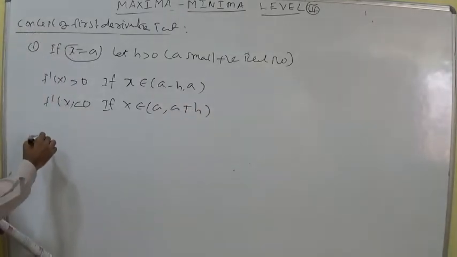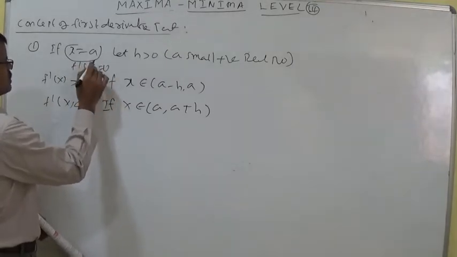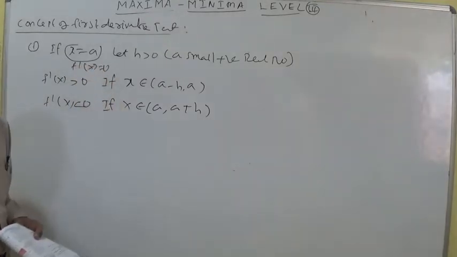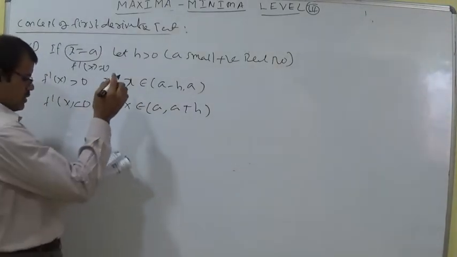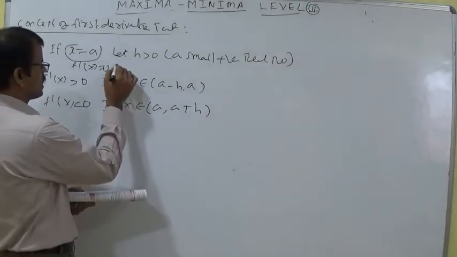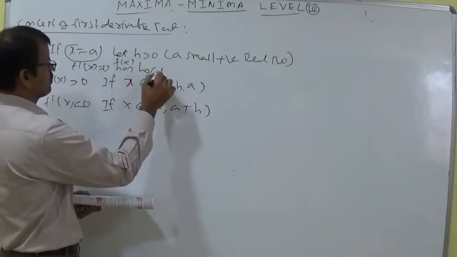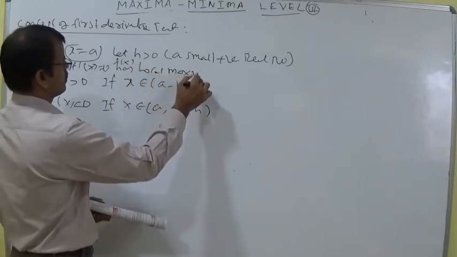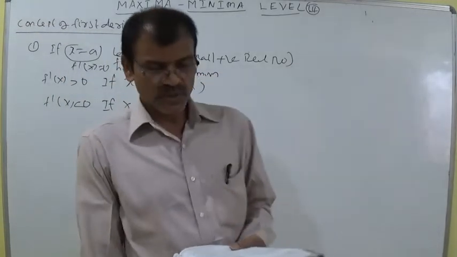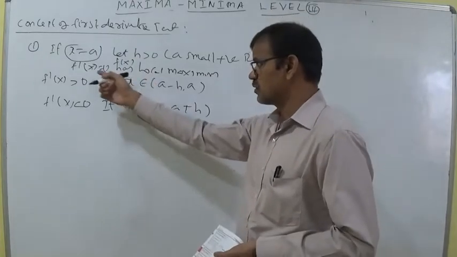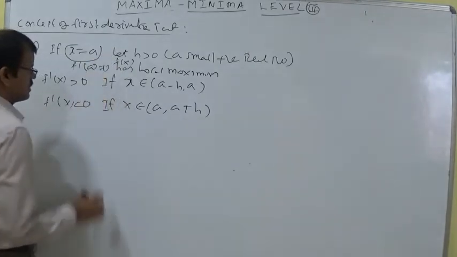That is, f dash x is equal to 0 at x is equal to a. So at x is equal to a, we said that f of x has a local maximum. Whenever f dash x is equal to 0, it means here f dash of a is equal to 0.